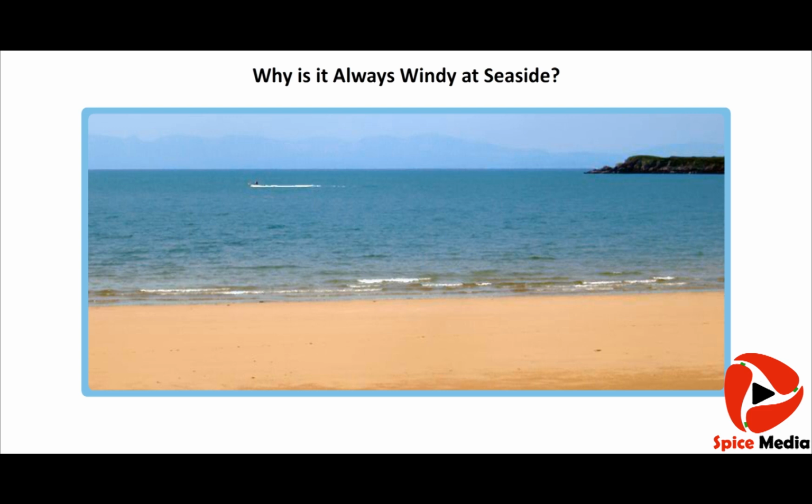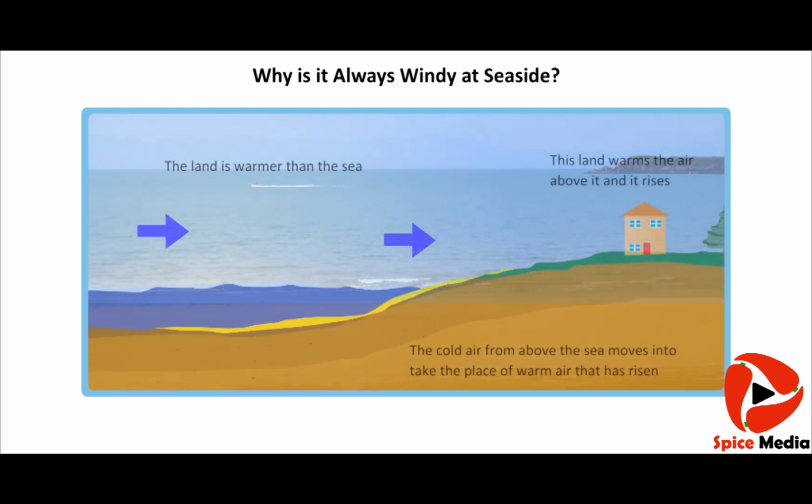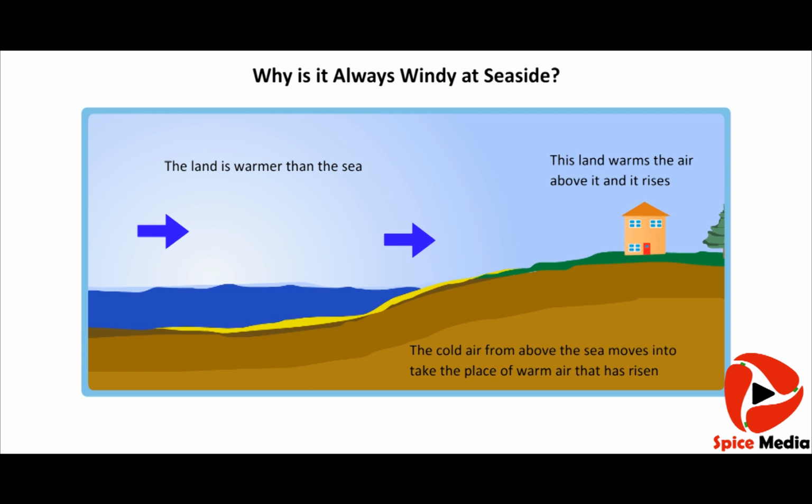Why is it always windy at the seaside? The reason is the air above the land gets heat from it. Therefore, hot air moves up, and the air above the sea is always cooler than the air above land. This cool air moves to the land to take the place of hot air that has been rising above.